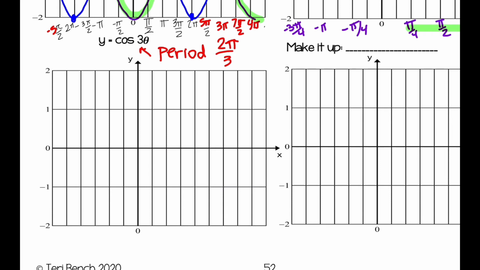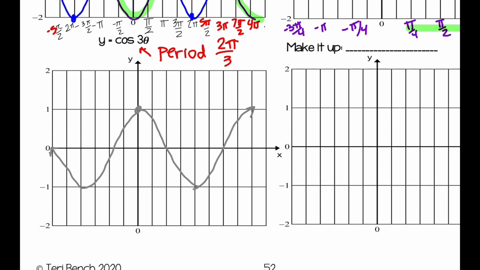So what you can do, and it's not really a cheating way to do it, but it does make it so much easier, is draw your parent function with your standard scale, like what we did at the very beginning. And so if I just go like this, I'm going to go down and then up, like that. Okay, that's my parent function.